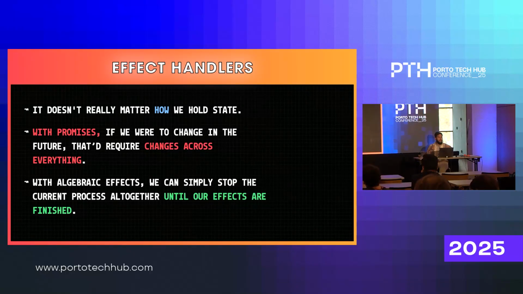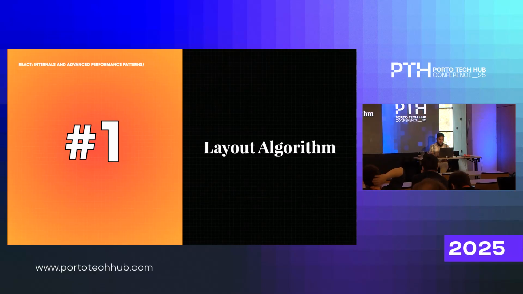And that's another interesting thing about effect handlers as a concept, because it doesn't really matter how we hold state as opposed to promises, because if we were to change in the future in promises, as we talked about, like what color is your function, yada yada, you have to go with changes across everything. With algebraic effect handlers, you can simply stop the current process altogether until the effects are finished, and then you can pick up where you left off.